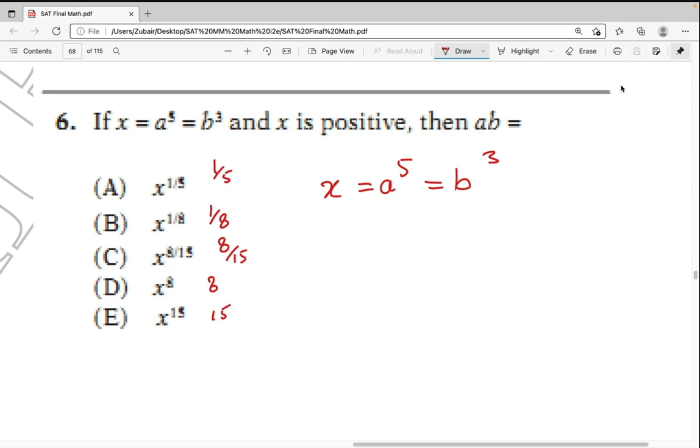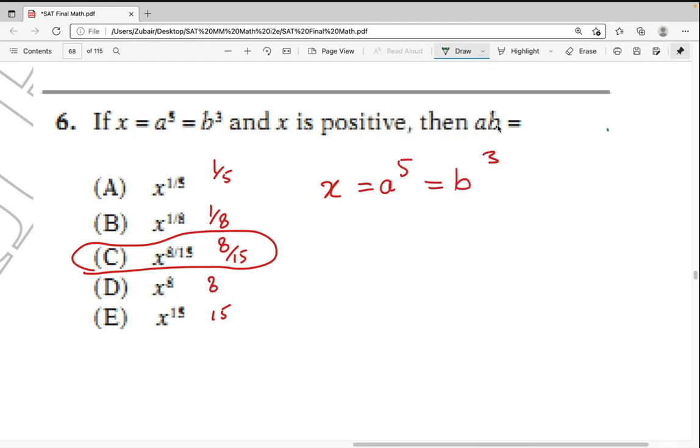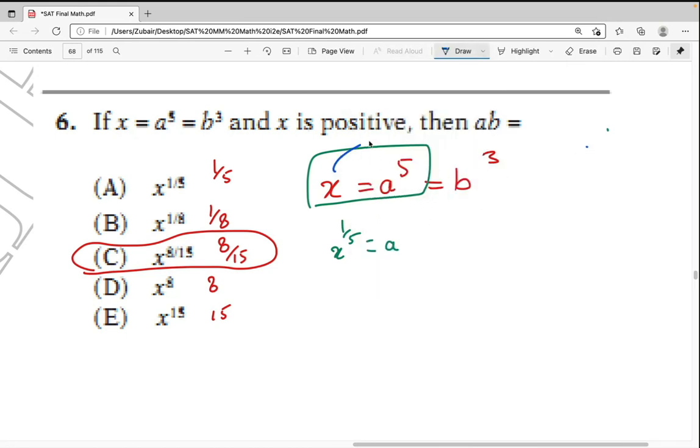Is it C? Yes, it is C. I was getting B. So, what is A into B? If I just look into this, may I write that x raised to power 1 by 5 is A? And when I look into this, x is equal to b cube, taking cube root on both sides. So, b is going to be equal to x to the power 1 by 3.